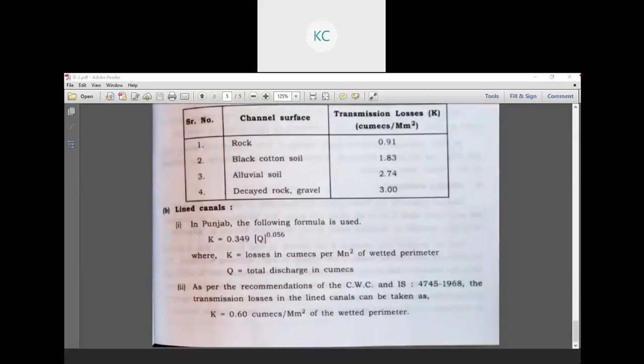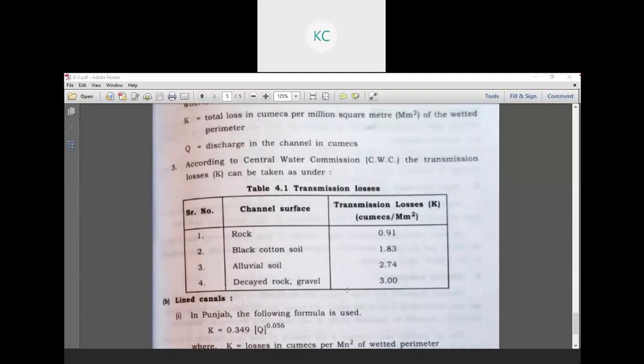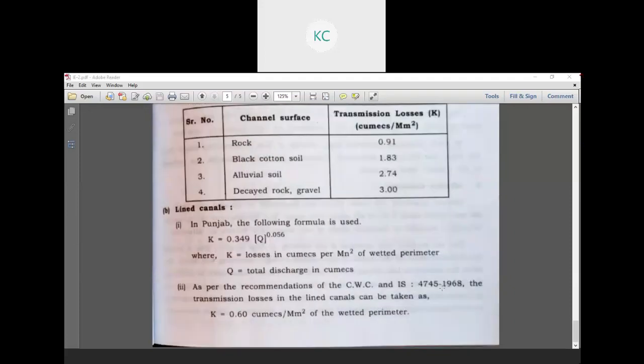For lined canals, the formula is K is equal to 0.349 Q raised to 0.056, where K is the loss in cumecs per million square meter of the wetted perimeter, and Q is the total discharge in cumecs. And as per the recommendation of the CWC, Central Water Commission, and IS 4745-1968, the transmission losses in the lined canal can be taken as K is equal to 0.60 cumecs per million square meter of the wetted perimeter.